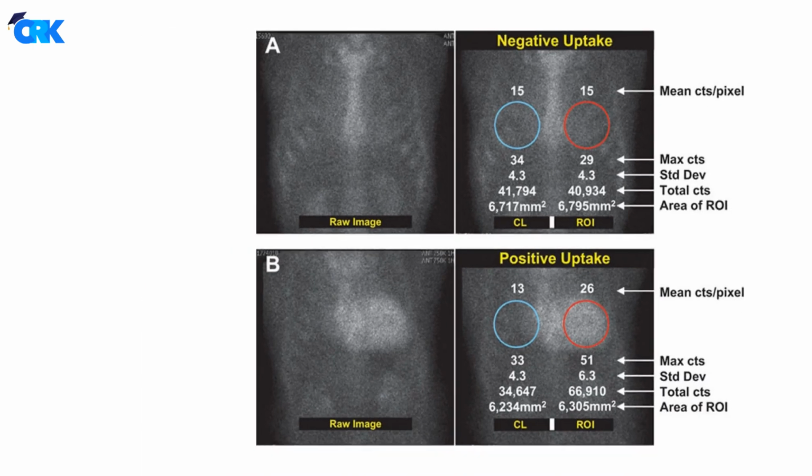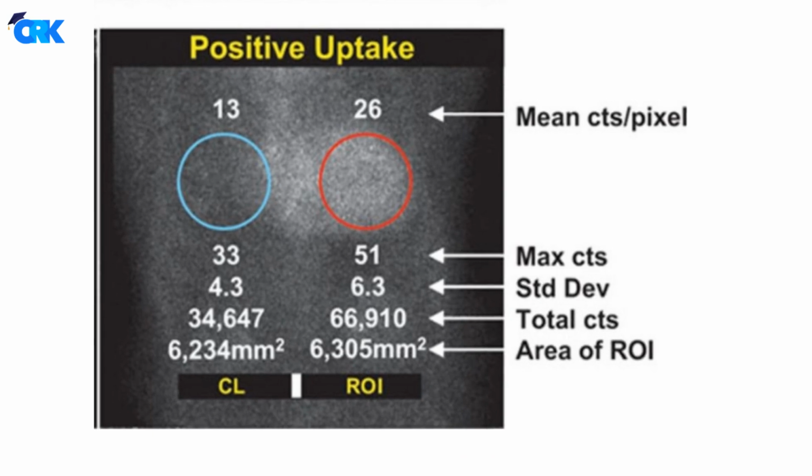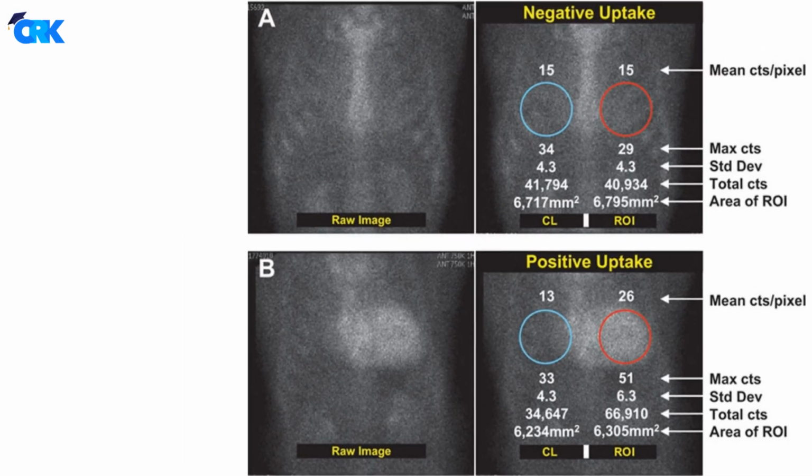In contrast, panel B shows significantly higher myocardial counts, supporting a positive diagnosis. These images also display the numerical output: total counts, mean counts per pixel, and standard deviation, all of which offer a deeper level of confidence in scan interpretation.